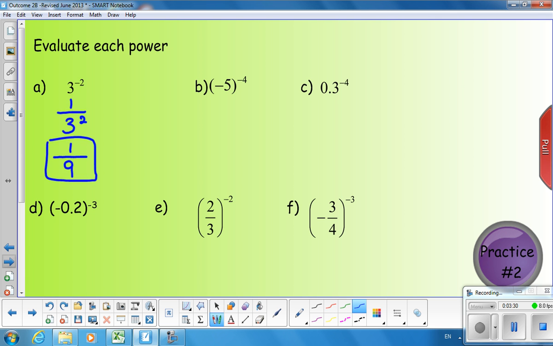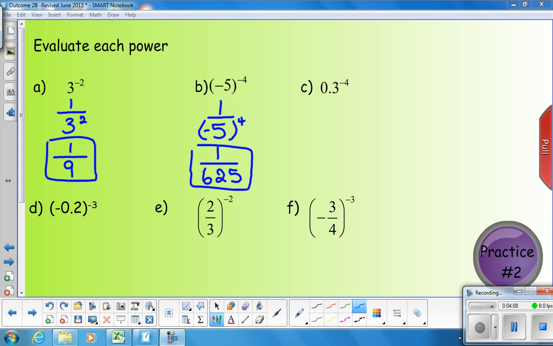-5 to the power of -4. That negative exponent means take the reciprocal of my base. My base is -5, so the reciprocal is 1 over -5. My exponent is now positive. So I have 1 over -5 all to the power of 4. If I have -5 to the power of 4, I end up with positive 625. So this is 1 over 625. Part C.